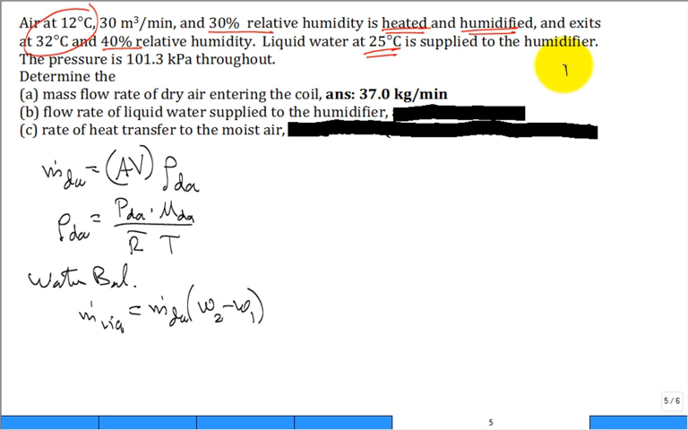So maybe I should have made a little sketch. It comes in at state 1, goes out at state 2. And maybe you bring in some liquid water and spray it in. And then maybe you bring in a hot coil and there's heat added into it. It's heated and humidified. All right. So how do I get the omega 1 humidity ratio at the inlet?